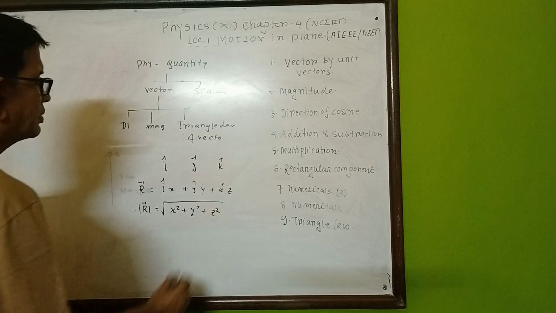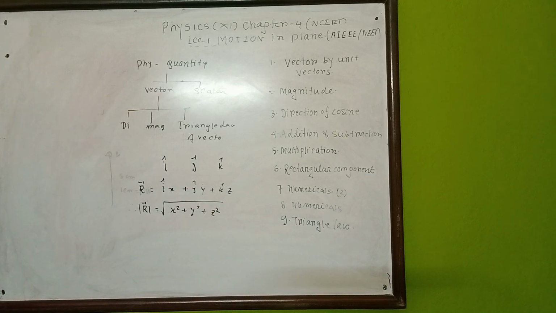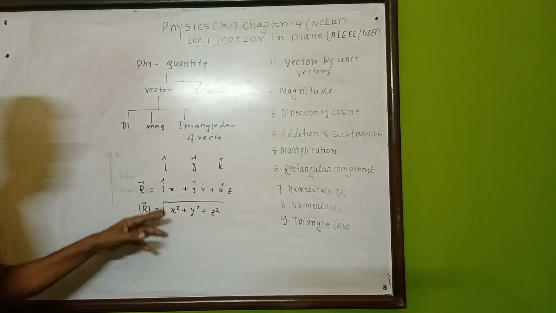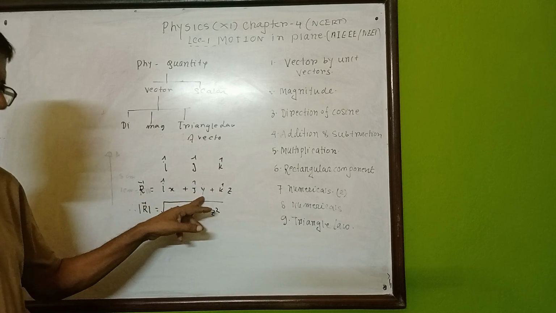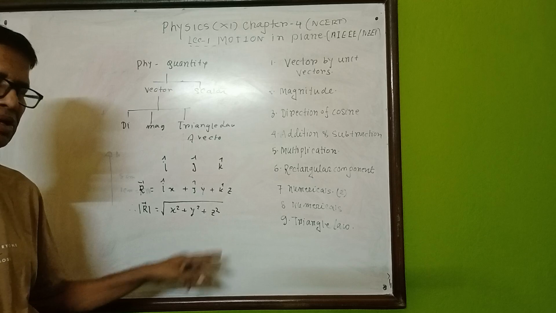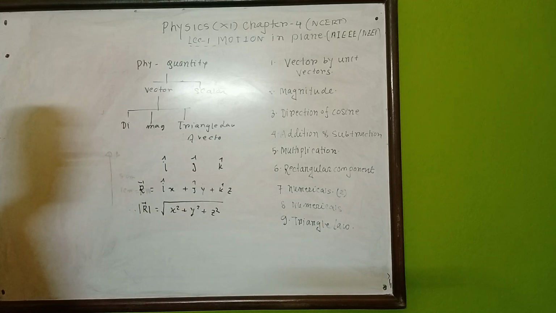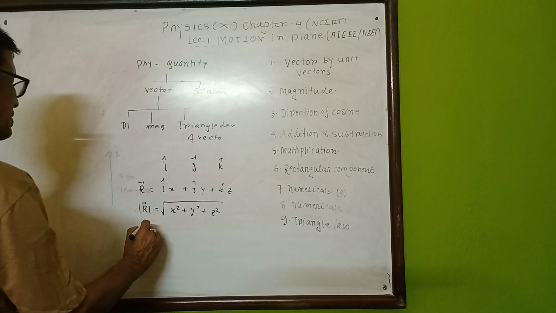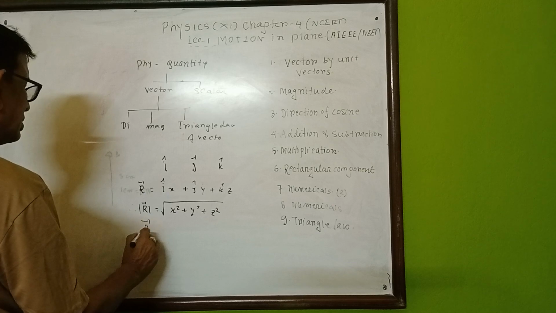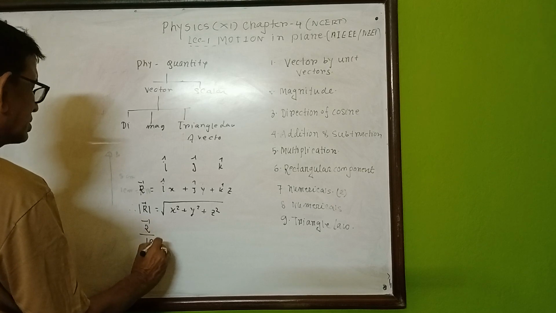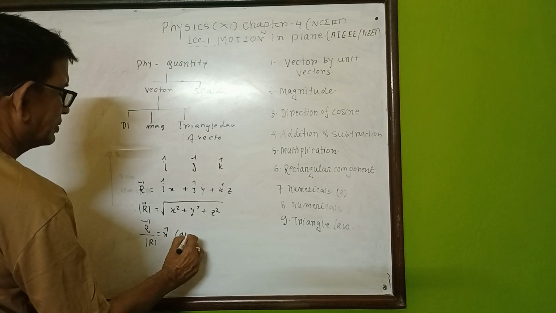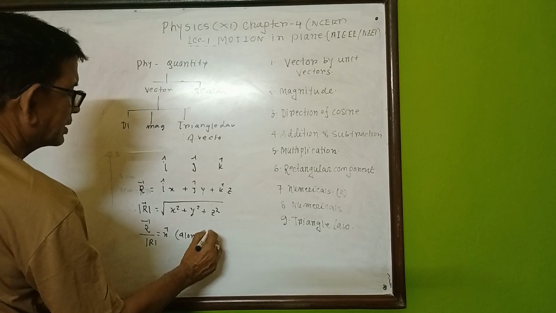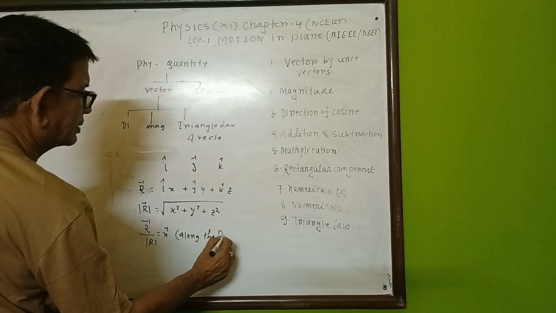Now if I want to calculate the magnitude of the r vector, what will you do? First you take the square root, then take the component along the x direction, the component along the y direction and the component along the z direction, square them and add: square root of x squared plus y squared plus z squared. Now any vector divided by its magnitude will give you another unit vector along the direction of r.